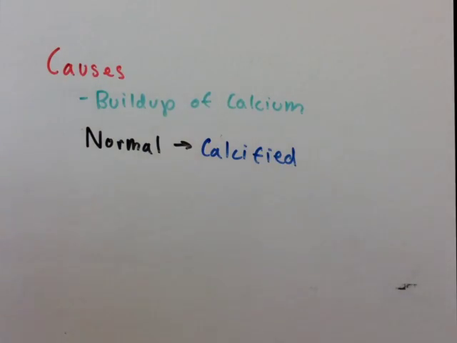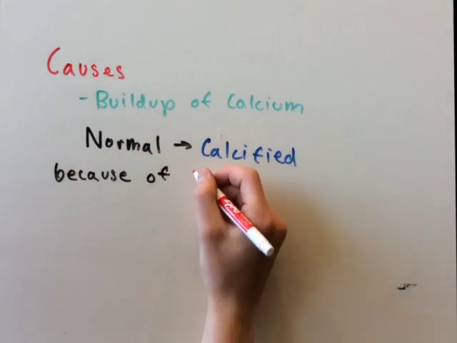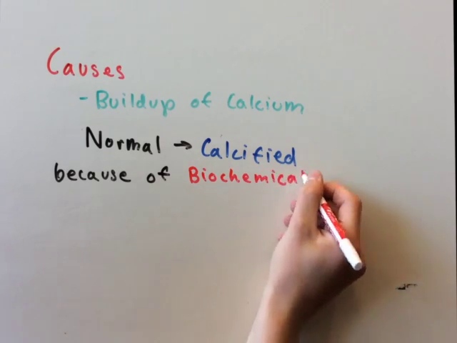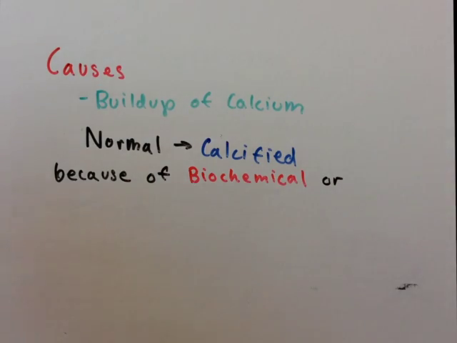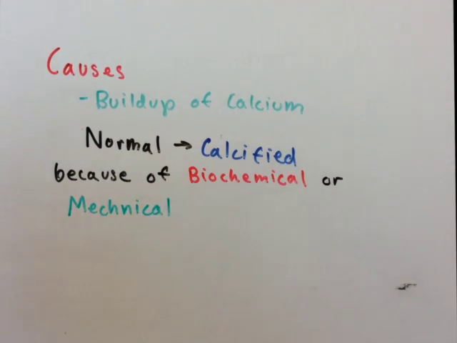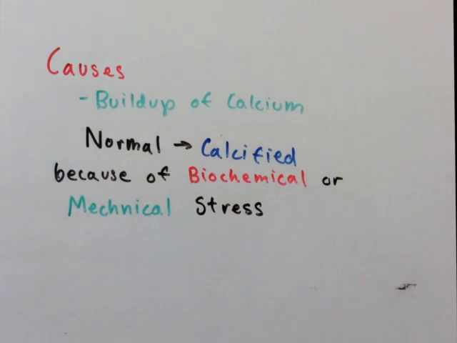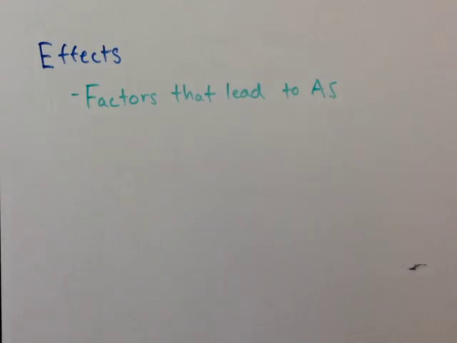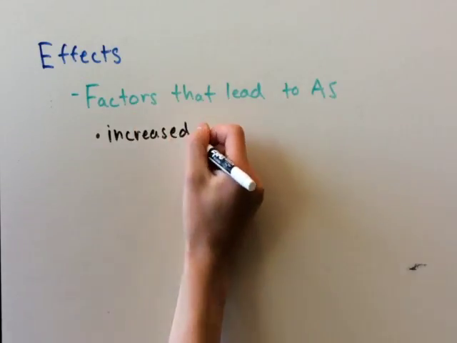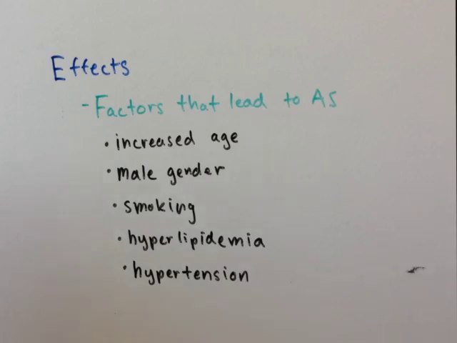The normal valve's cellular and matrix architecture may be disrupted by exposure to biochemical or mechanical stress. These events result in a progressive thickening and fibrosis of the leaflets, with evidence of inflammation, neovascularization, the appearance of ectopic tissue, and calcification. The factors that lead to aortic stenosis are increased age, the male gender, hypertension, smoking, and hyperlipidemia.